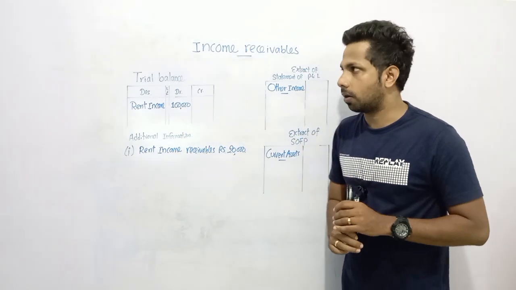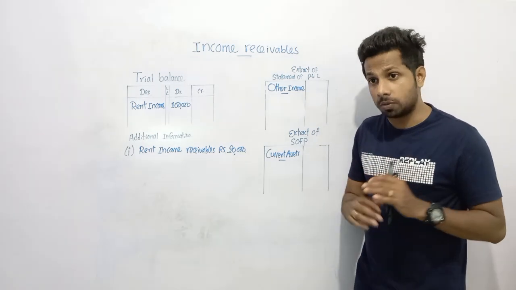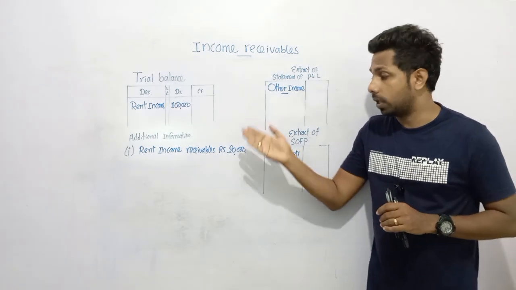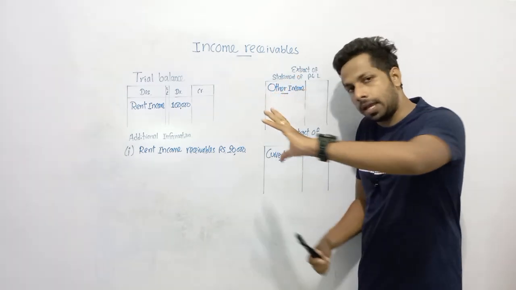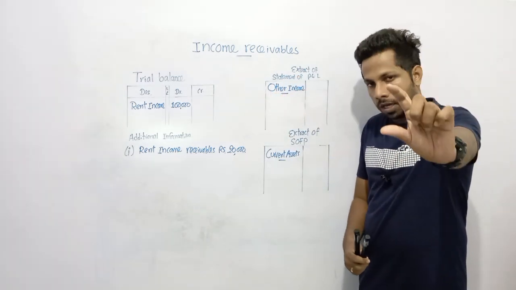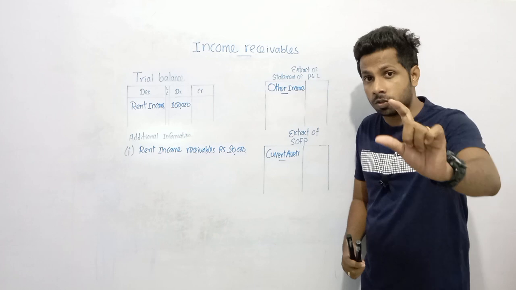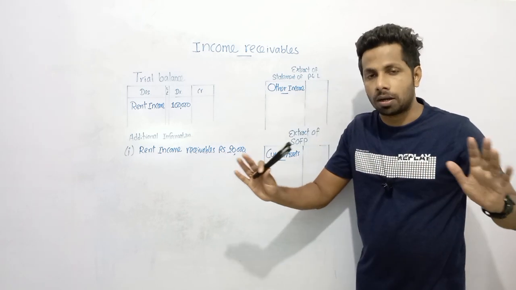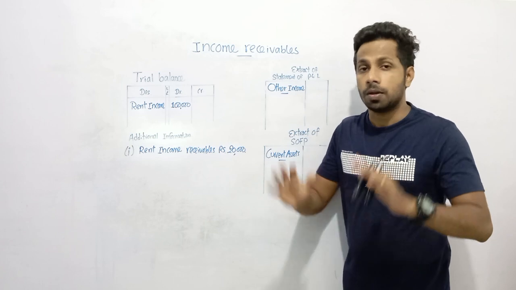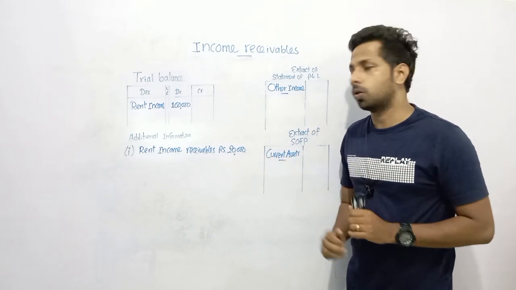Now, my dear children, let's discuss how to make adjustments to the financial statements when there are income receivables. Again, I'm telling you, when we calculate profit on accrual basis, to calculate the accurate profit, we need to recognize the total income relevant for the period, whether received or not.